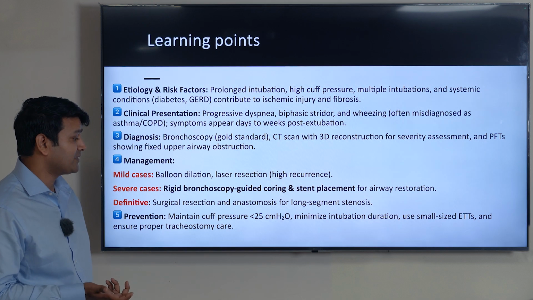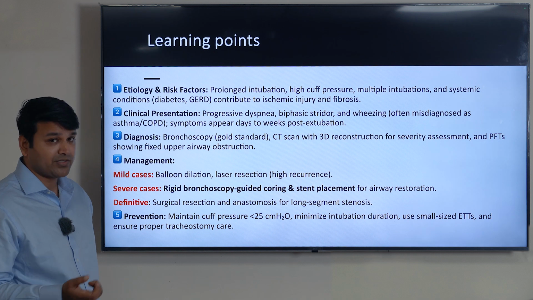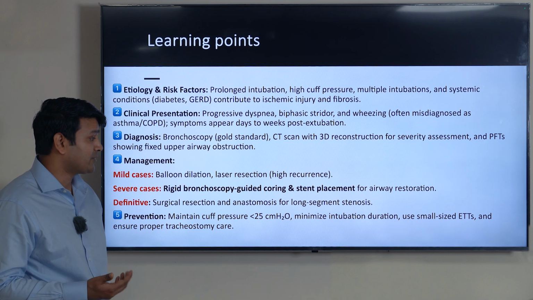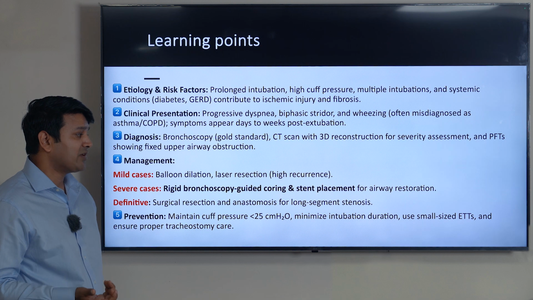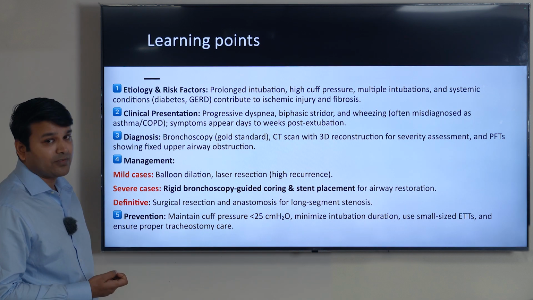So how do we prevent it? Maintain a cuff pressure of less than 25 centimeters of water, then minimize intubation duration. We try to extubate the patient as quickly as we can, and we use small-sized endotracheal tubes, and of course ensure proper tracheostomy care.